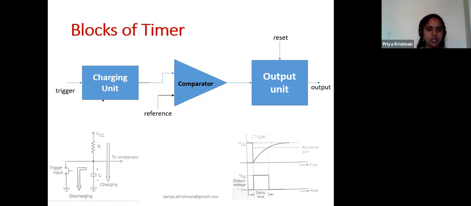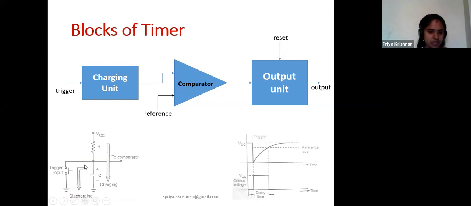So what is there in my charging unit? As we discussed earlier, we have a resistor and we have a capacitor in our charging unit. Just see, the trigger button is a push button here. When you press the trigger button, what happens? The capacitor present here will start to discharge.